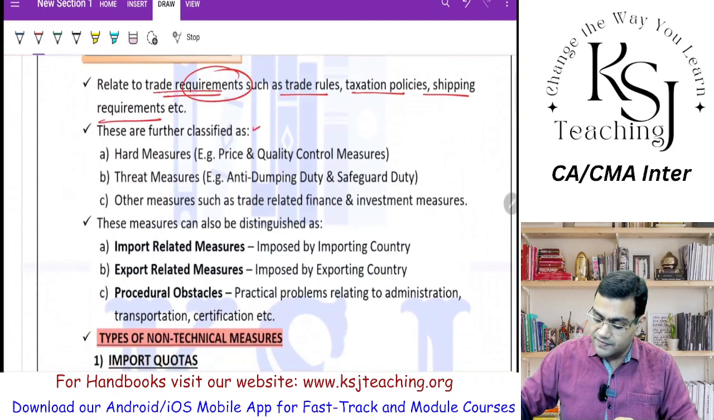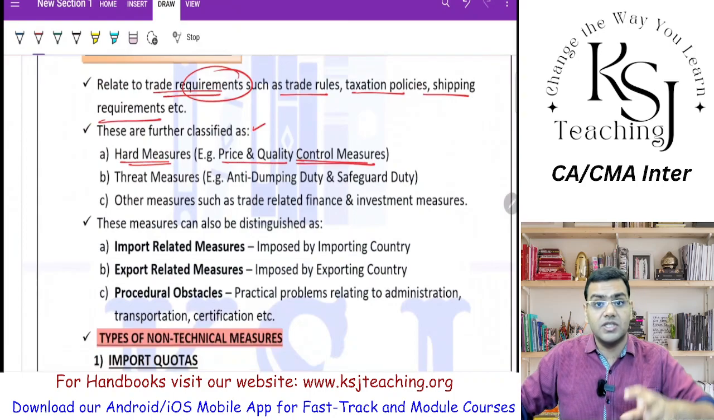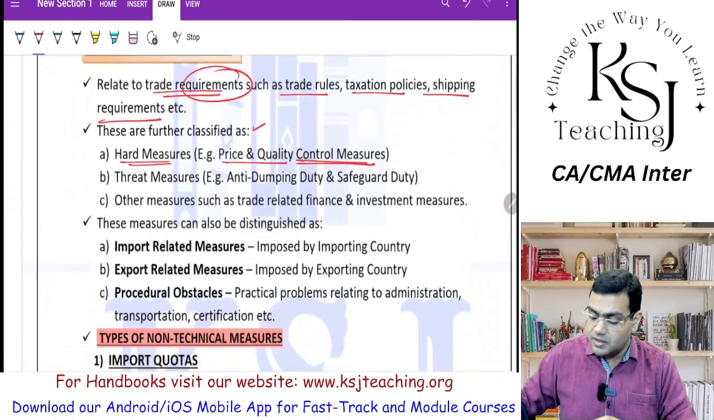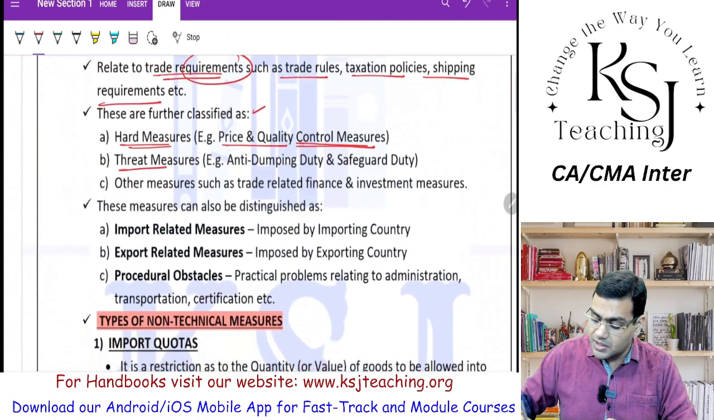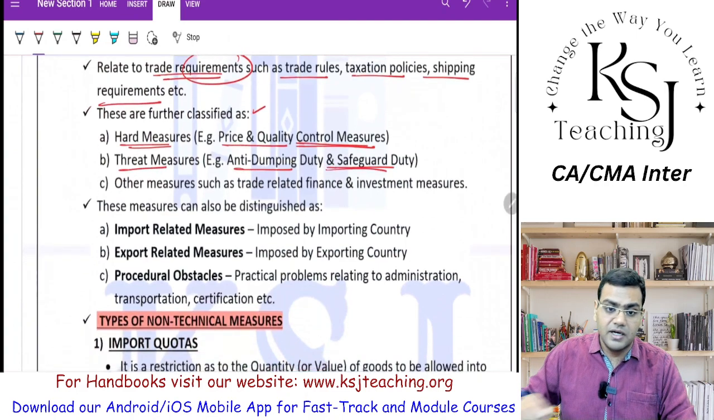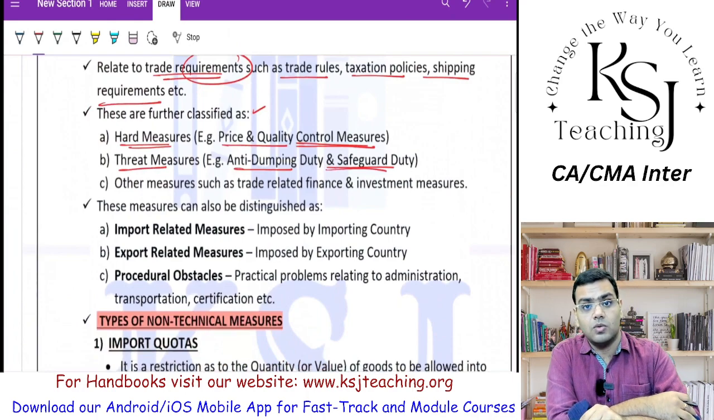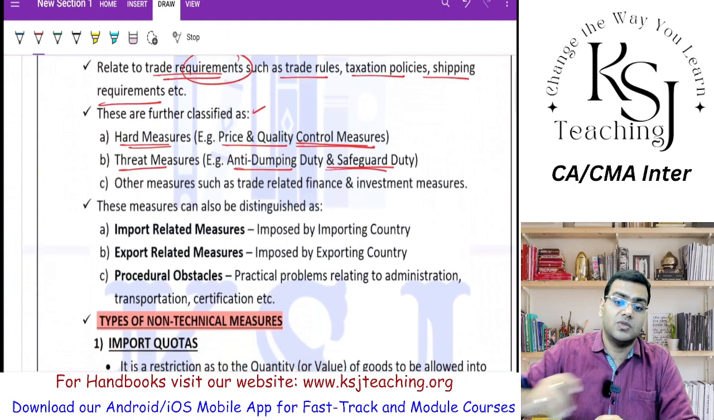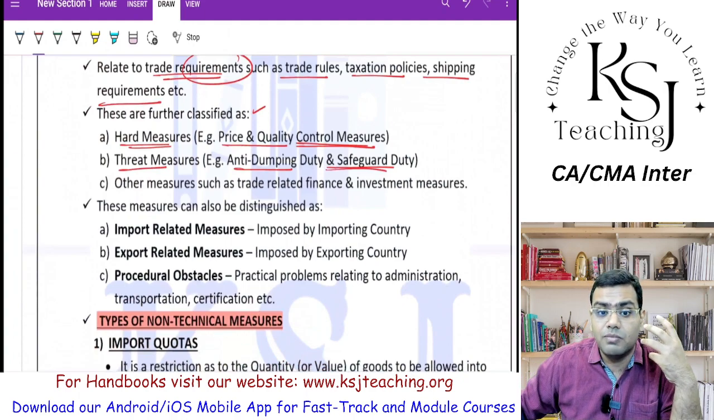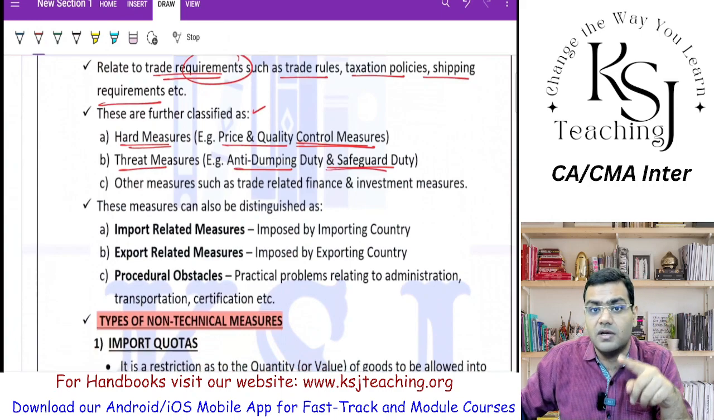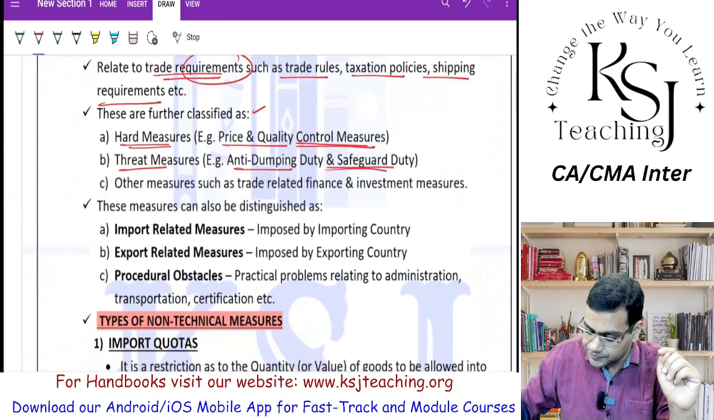These are further classified as the hard measures, that is the price and quality control measures, that this is the quality we want, and below this the price is not acceptable, right? Threat measures. Threat measure is anti-dumping duty and safeguard duty. Now you are going to threaten those people that if you try to dump, we will put this tariff on you, right? So in the non-tariff measures, what we are doing is we are posing a threat to them. We are asking them not to dump, otherwise we will resort to the tariff measures, right?